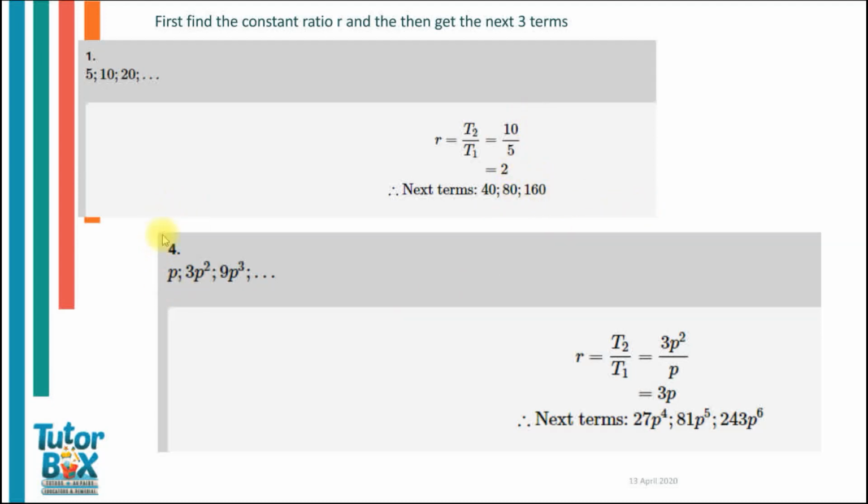Let's look at the next example. We have p, 3p squared, 9p cubed, and so on. It's the same thing. To get the constant ratio, we take T2 divided by T1, which is 3p squared divided by p, or you can take T3 divided by T2. You should get 3p. To get the next terms, you multiply the previous term by that constant ratio. You should get 27p to the 4, 81p to the 5, and 243p to the 6.